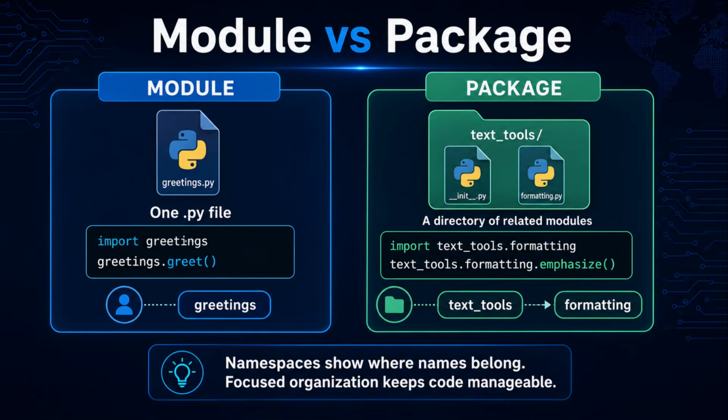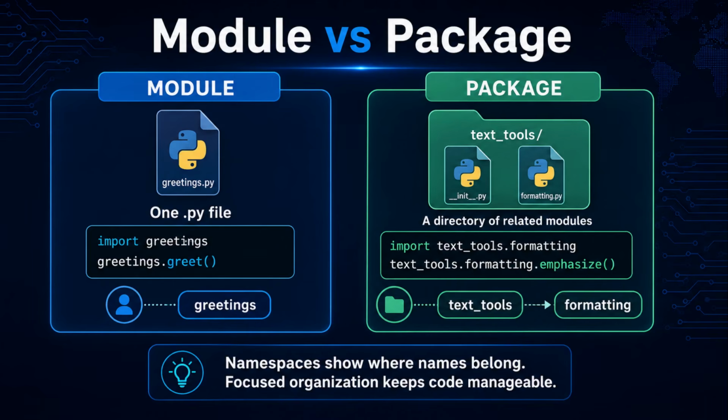A Python module is normally a single file ending in .py. In this example, greetings.py is a module containing code related to greetings. We import the module with import greetings, leaving off the .py extension, and call its function as greetings.greet. The module name creates a namespace, making it immediately clear where the greet function came from.